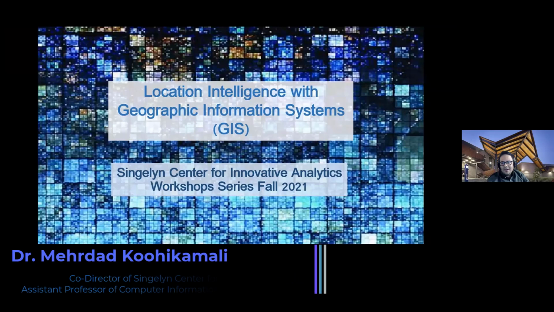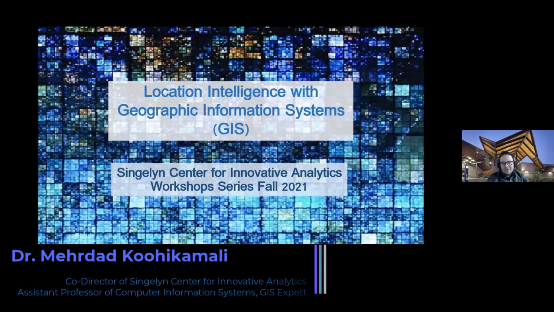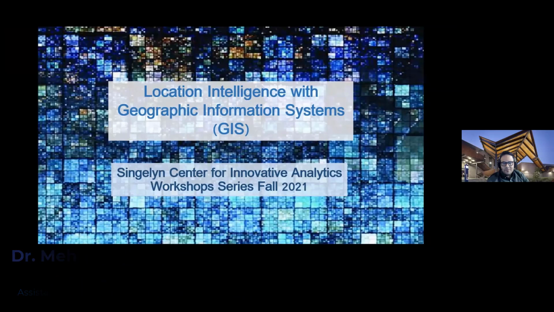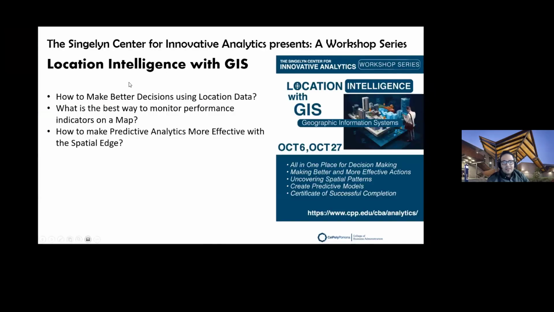This is the second workshop on location analytics or location intelligence with GIS, your Geographic Information Systems. This is part of the Center for Innovative Analytics. In this workshop, we have explored decision-making with location data. Specifically, last time we looked into the best ways to present spatial information with different metrics. And in this presentation, we are going to look at ways that we can do a little bit more in-depth analysis with the help of another tool.